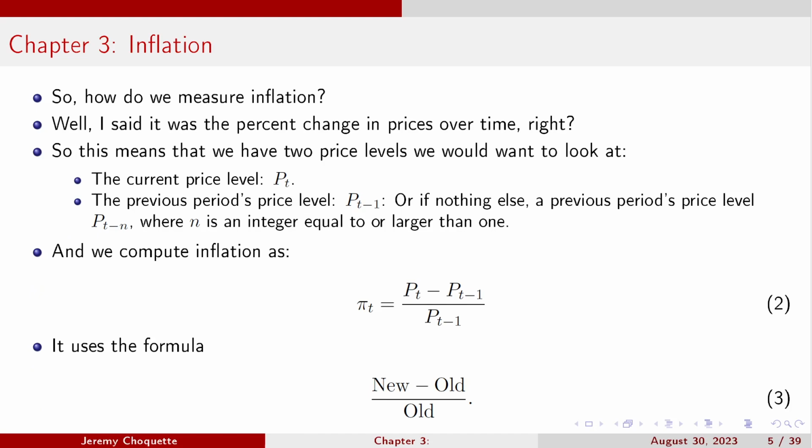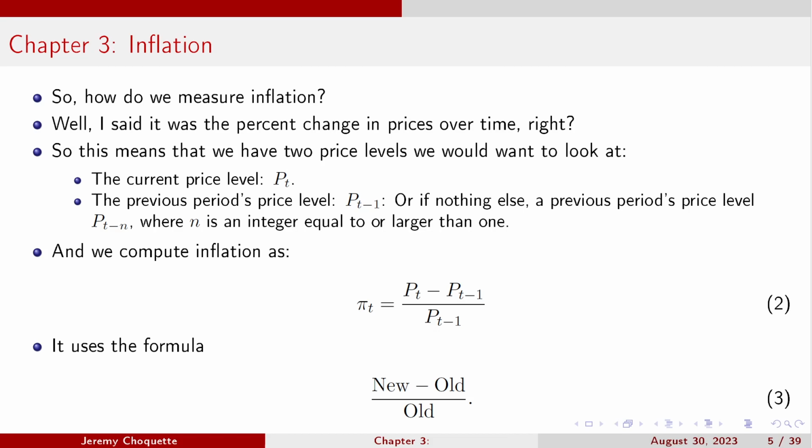Before we go any further, how do we measure inflation? I said it was the percent change in prices over time, so we've got two price levels that we'd want to look at: the current price level and the previous period's price level. It doesn't have to be just the last period. It could be, say, last year's. So if it's quarterly, it could be P sub t minus 4. If it's annual, it could be P sub t minus 12. The previous period's previous period's price level: P sub t minus n, where n is an integer equal to or larger than 1.